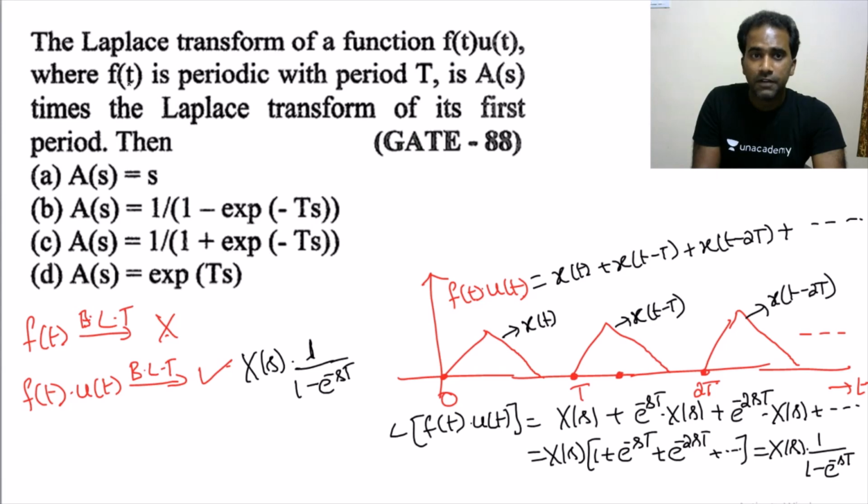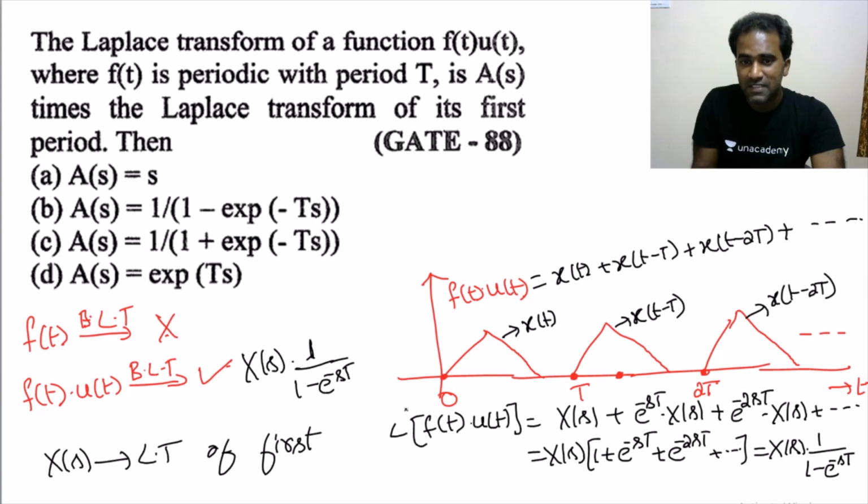So the Laplace transform of function f of t into u of t, where f of t is periodic with period capital T, is A of s times the Laplace transform of its first period. In the first period, this is the x of t signal. X of s is the Laplace transform of the first period. If you know the Laplace transform of the signal in the first period, multiplied with 1 divided by 1 minus e power minus s times the repetition time, you can substitute that and get the Laplace transform of this complicated signal.